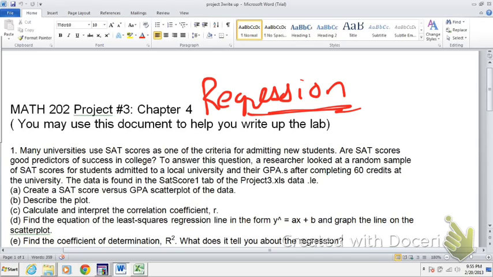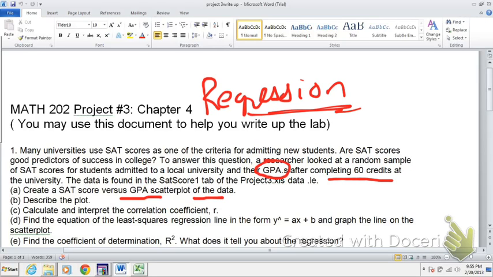To answer this question, a researcher looked at a random sample of SAT scores for students admitted to a local university and their GPAs after completing 60 credits at the university. The data is found in our SAT tab of our Excel data, which I'll pull up in a moment. Create an SAT score versus GPA scatter plot of the data.